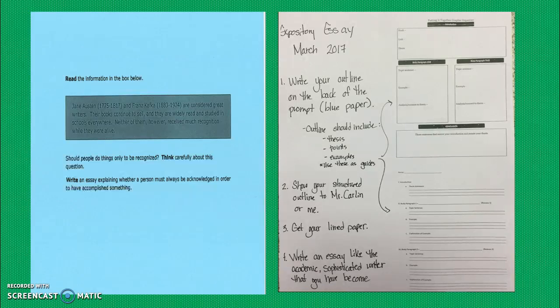Once you feel you have done a pretty strong job at getting your outline taken care of, go ahead and show Mr. Carlin your outline, and then he'll look it over and look at your thesis and your points and your examples, and then he'll go ahead and give you the 26 lines paper. And that's when you're going to write your really, really good essay.